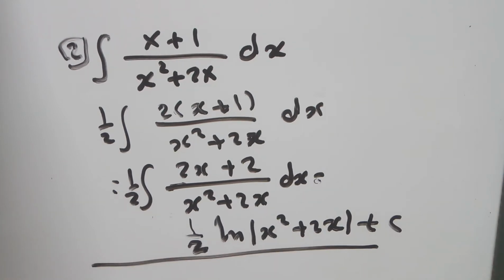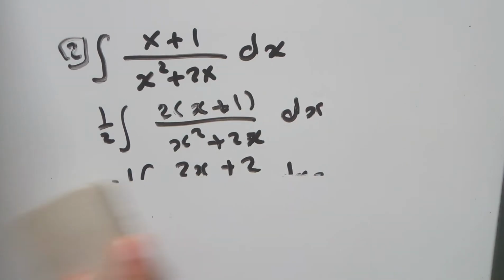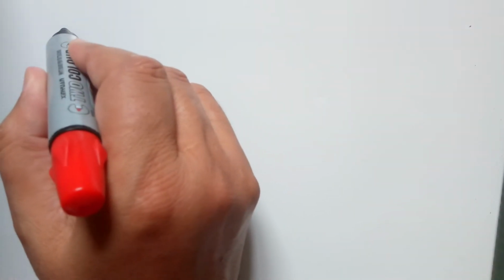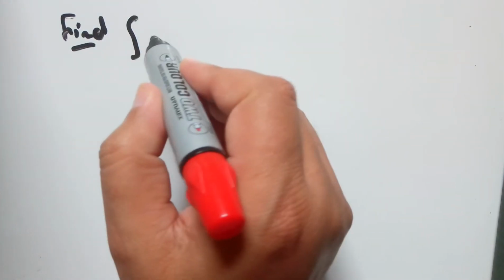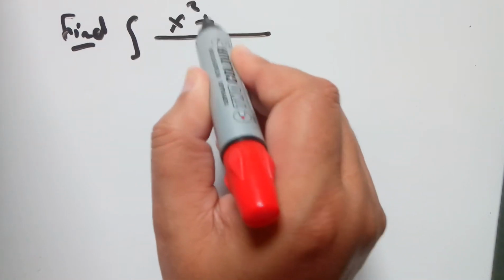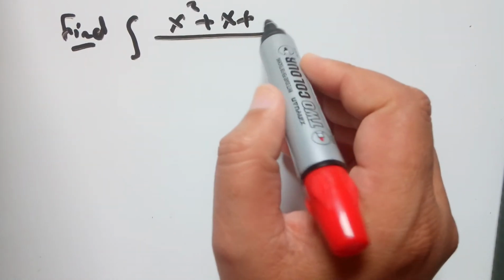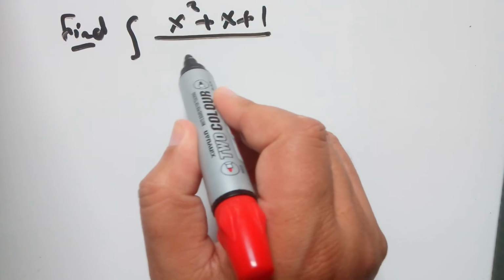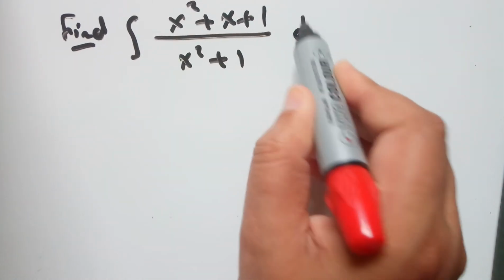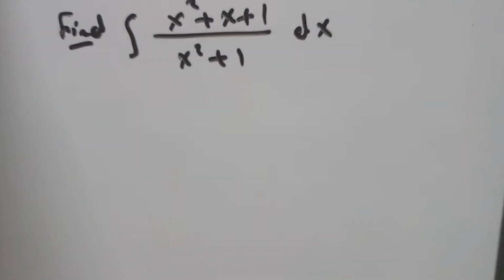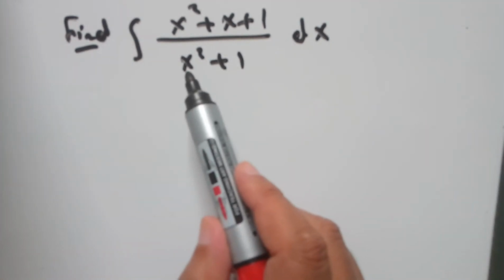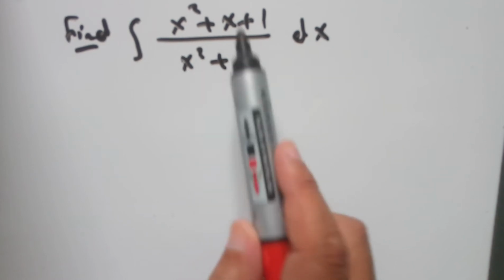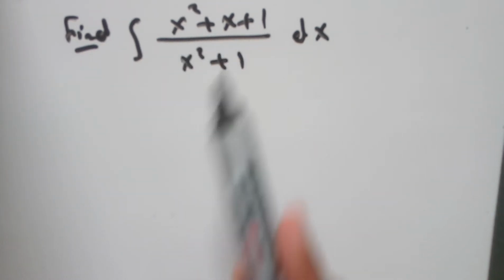Okay. If you have another example, like find the integral of x squared plus x plus 1 over x squared plus 1 with respect to x. Here we have 3 terms up and 2 terms down. If you get the derivative of x squared plus 1, it will be 2x only, but we have up x squared plus x plus 1.